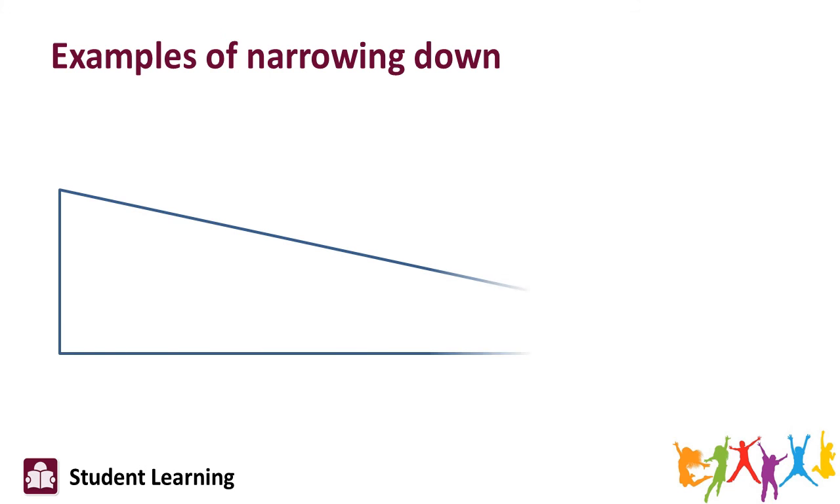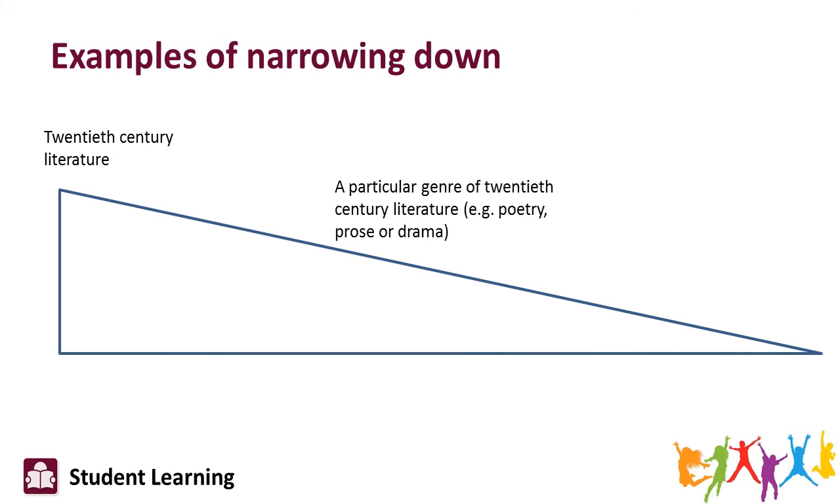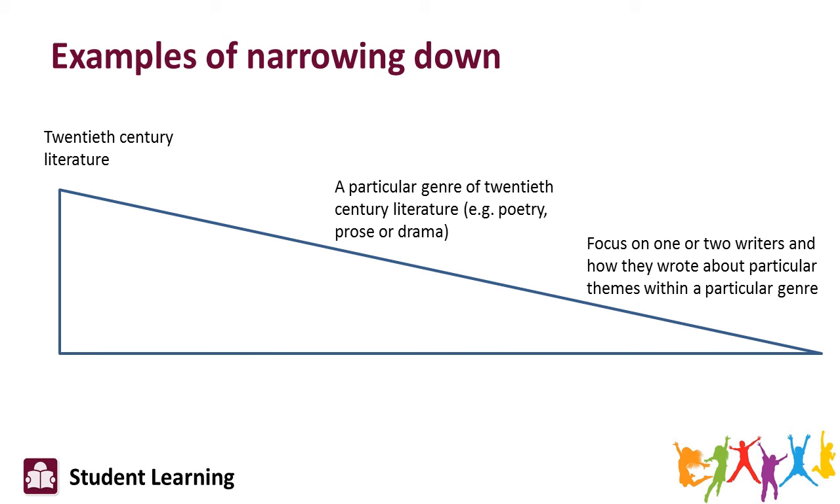And in this final example, 20th century literature is our starting point. This might lead you to consider a particular genre of writing, for example poetry, prose, or drama, and this in turn might then lead you to think about particular writers and how they use genres to write about particular themes that you are interested in.